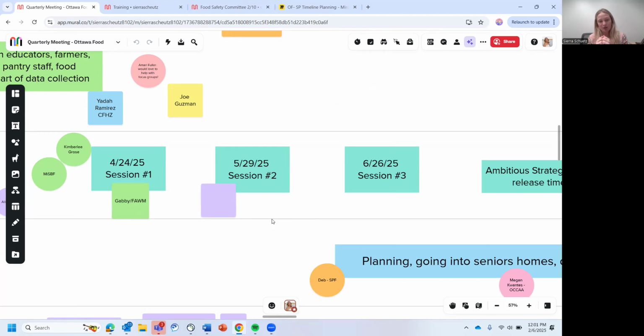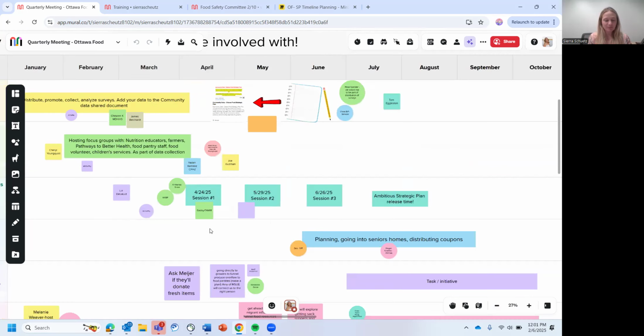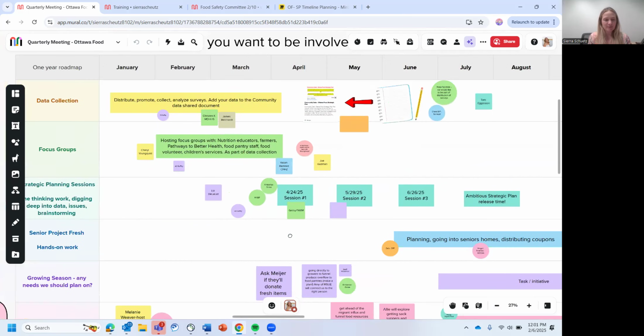So please add those to your calendar and invite a couple people from your network to also attend these strategic planning sessions. We want to just hear from as many voices in the county to create a representative plan. So super important there.